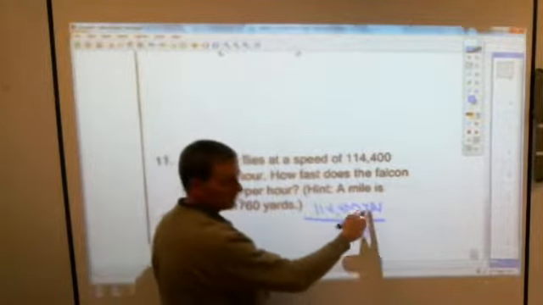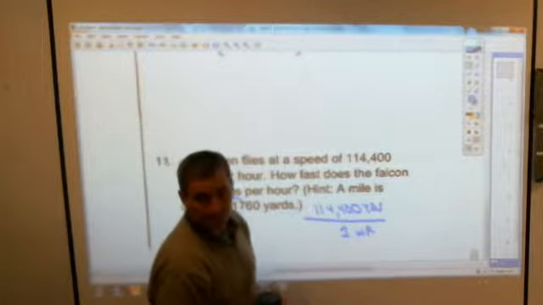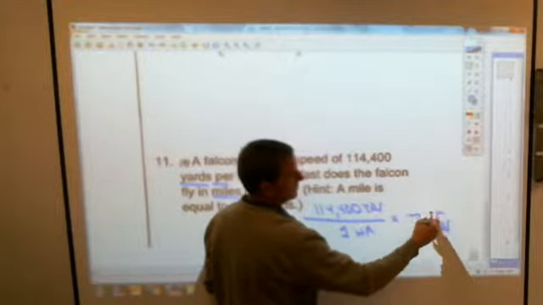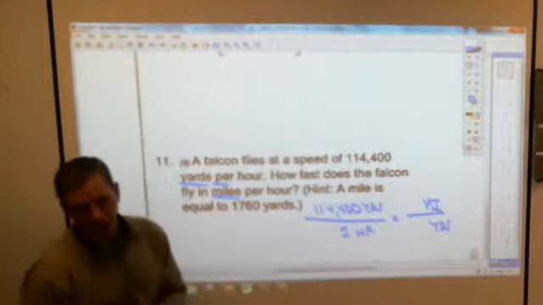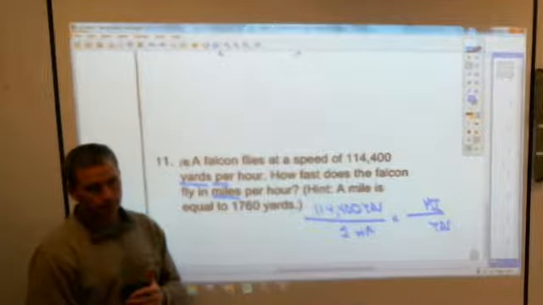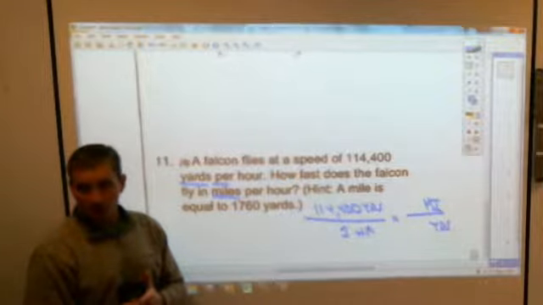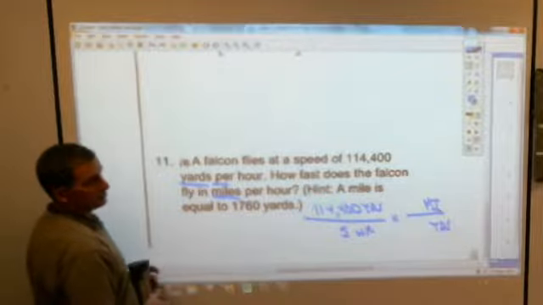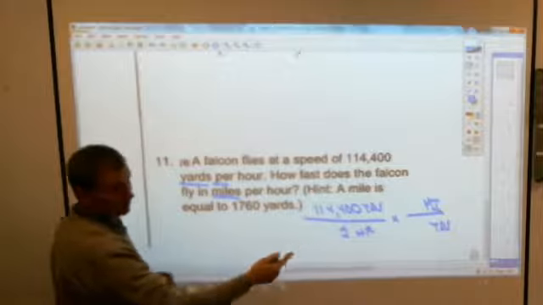I need to change yards into miles. So how am I going to do that? Yards on the bottom and miles on top. Then the rough part here would be, do you know how many yards are in a mile? Which you may want to jot down. It's 1,760. If you didn't know that, then I would suppose you could change this into feet first and then change feet into miles.